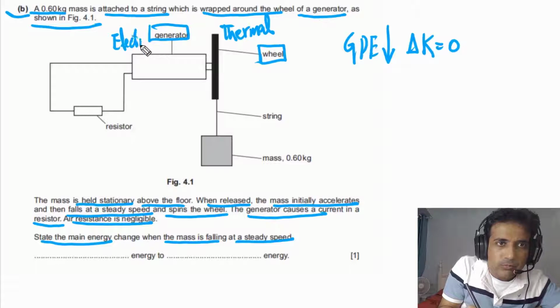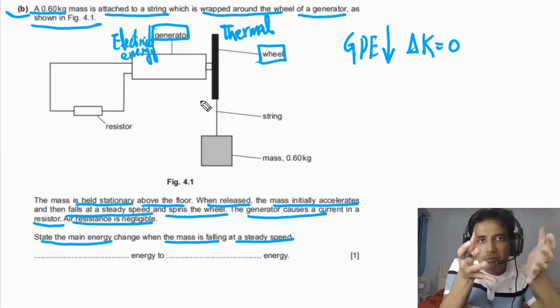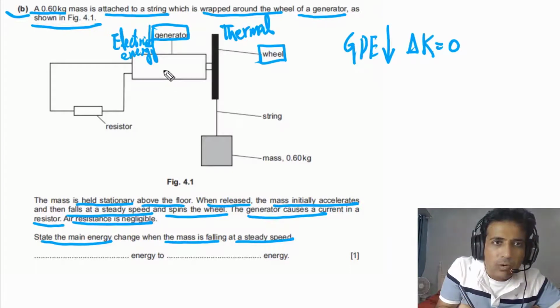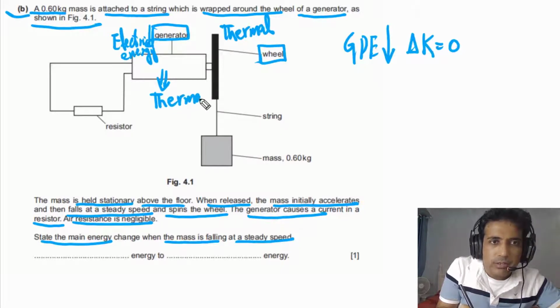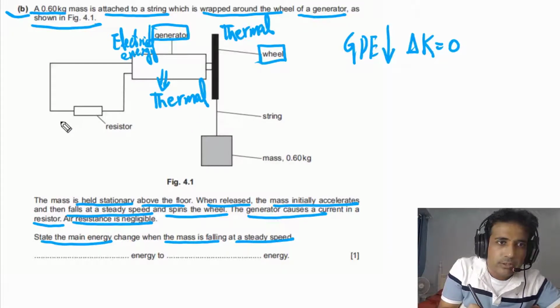So we can simply write down here electrical energy. The purpose of the generator is to convert mechanical energy into electrical. But when the generator converts mechanical energy into electrical, some of the energy will also be converted into thermal energy because no generator is 100% efficient. And then there will be electrical energy in this circuit.